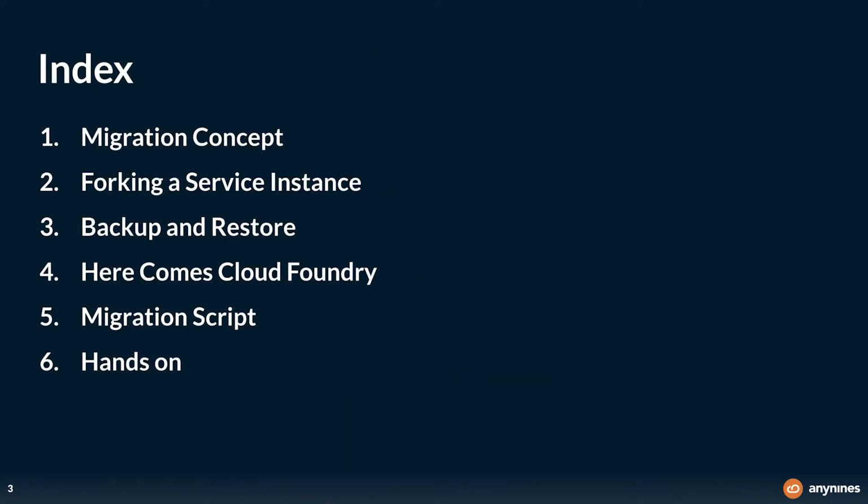In this talk, we'll understand the general migration concept and how to achieve it by forking a service instance. Then, we'll focus on the main core of the issue, which is executing the backup and restore, and what are the concerns and how Cloud Foundry can help us. Then, we'll go over a simple script with a case for PostgreSQL. After understanding what needs to be done, we'll show live how the procedure takes place.